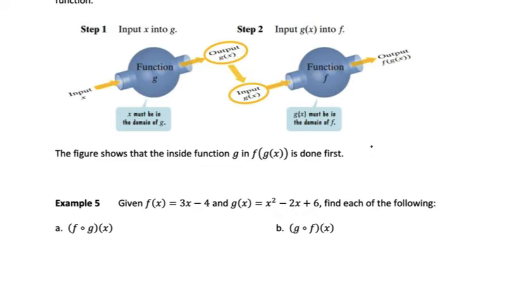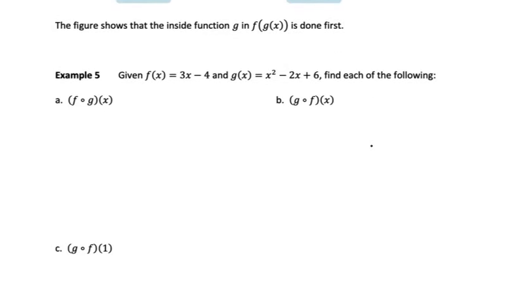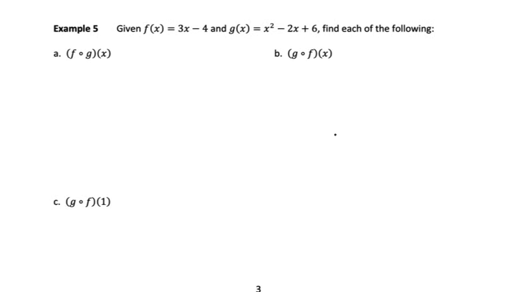So we're going to look at example 5 from the textbook. It says, given f of x equals 3x minus 4 and g of x equals x squared minus 2x plus 6, find each of the following. So for f of g of x, what we're going to do is plug g into f. Or in other words, we're going to replace the x in the f function with the entire g function. So I'm taking this and plugging it in to that x.